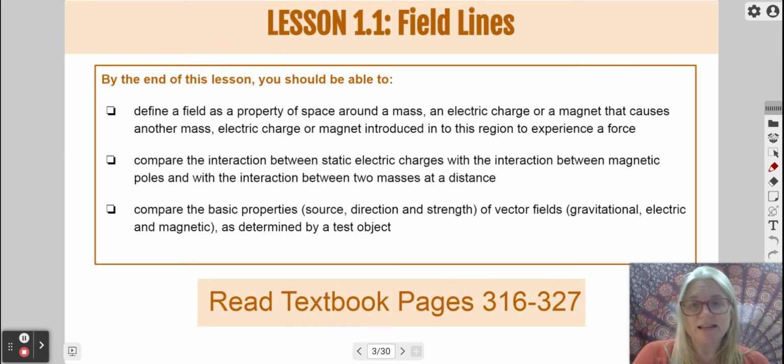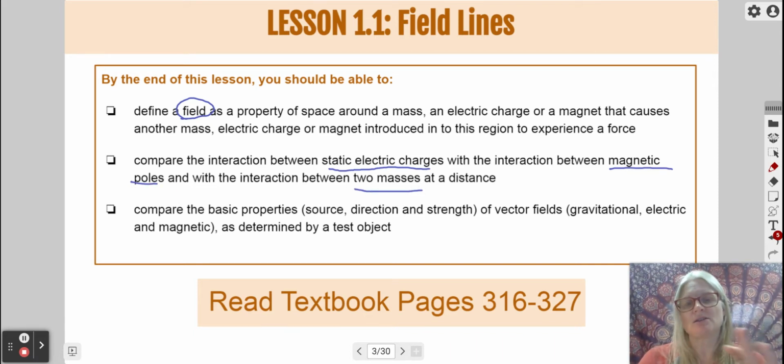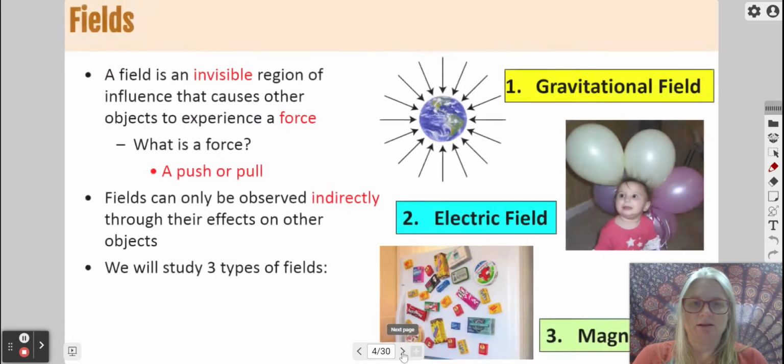So by the end of this lesson, you should be able to define what a field is, and you should be able to compare the interactions between static electric charges and magnetic poles, and if you have 2 masses that are at a distance. And these different pieces are what's going to cause these different fields that we're looking at.